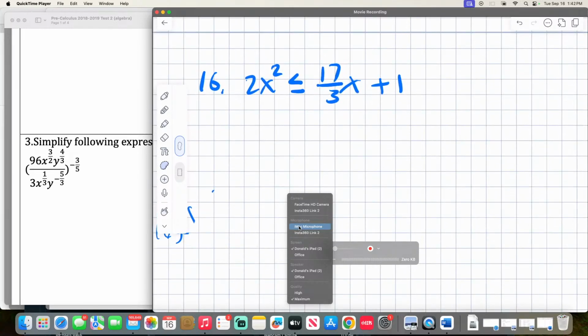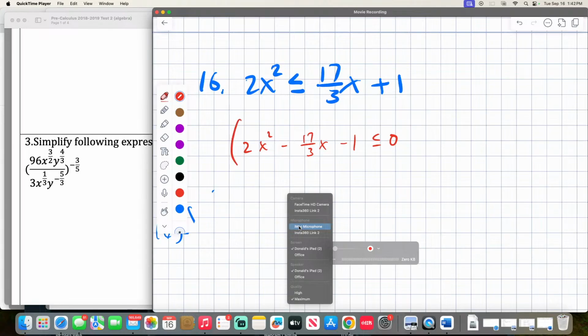So first of all, I have what's called a quadratic inequality. Why do I have a quadratic inequality? Because I have a second degree. Anything second degree is called quadratic. So what you can do is move everything to the other side. So I can subtract this over. So it'll be 2x squared minus 17 over 3x minus 1 less than 0. Always make sure they are less or equal to 0, or greater or equal to 0, whatever. Always set it equal to 0.